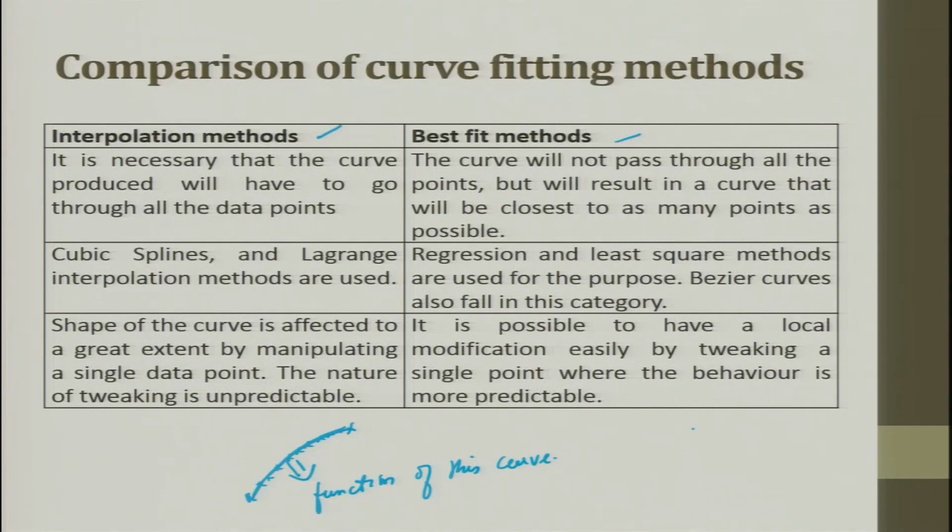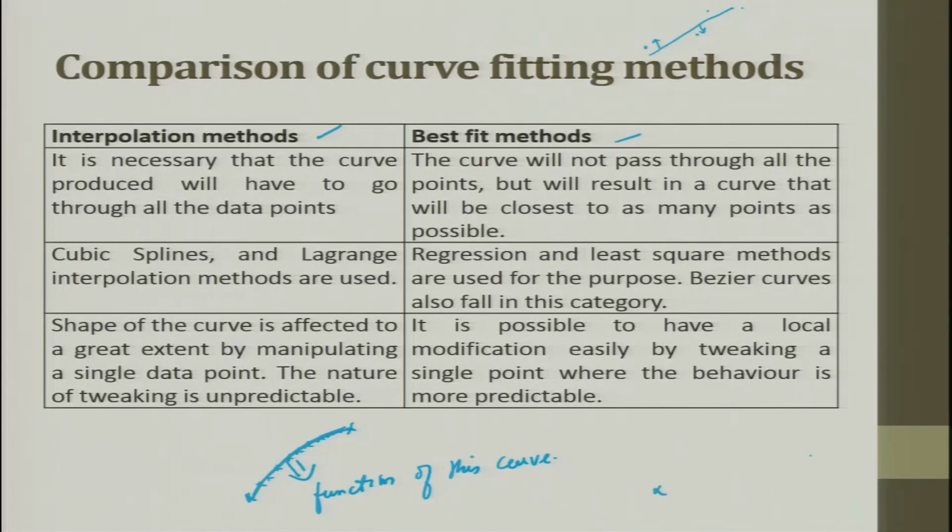When we go to best fit curves, the best fit will not pass through all the points, as I told you, data points and curve. So this curve will get moved up or down to get the best fit, and the curve will not pass through all the points, but will result in a curve that will be closest to as many points. That is the best fit method. Regression and least squares are two different techniques which are used to get the best fit curve. Bezier curve, B-spline we studied, Bezier curve falls in this category.